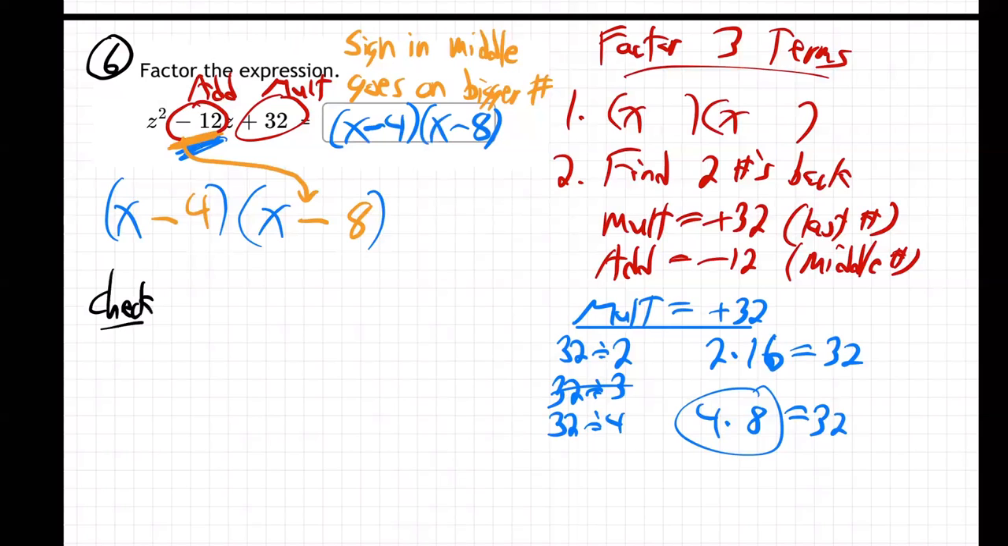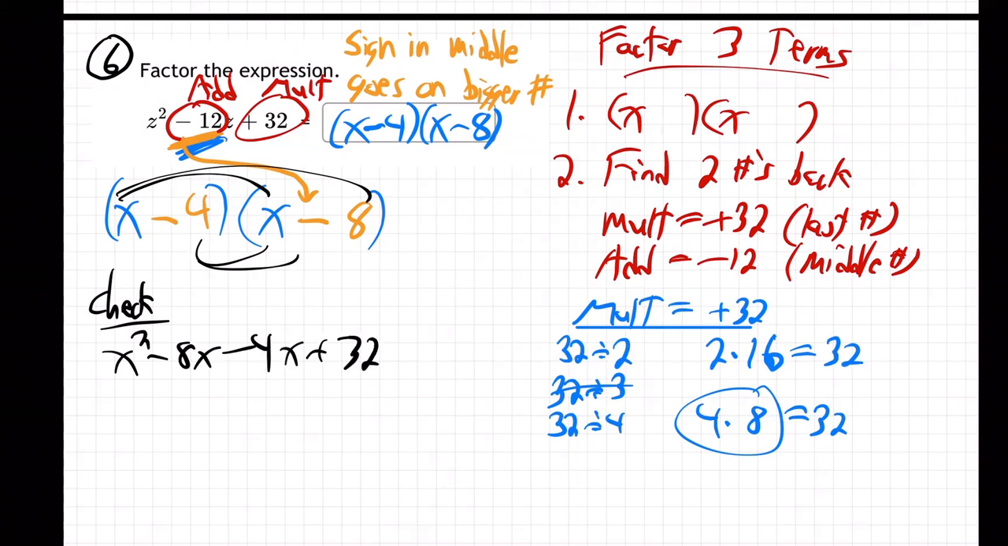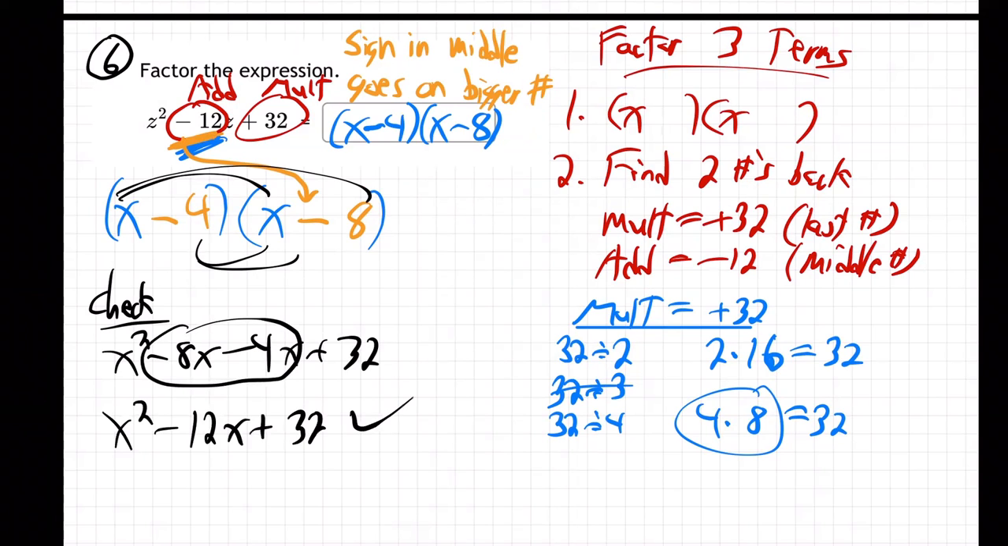Just for fun, I'm going to check. I want to prove it's true. Boom, boom. If you multiply, you're going to get x squared minus 8x. Boom, boom. Minus 4x plus 32. And then the 2 in the middle are like terms. They make minus 12x. So just like we said, check, it does work. See, it does go back to the original. And so we're right. This is the correct answer. X minus 4, x minus 8. There we go.